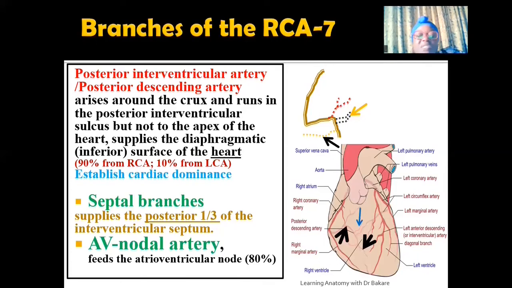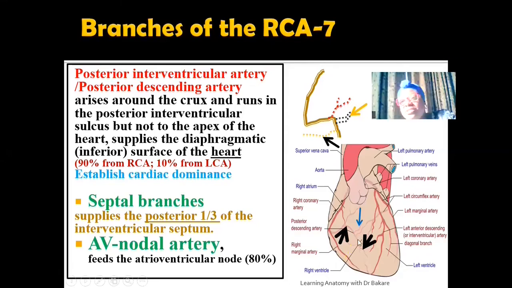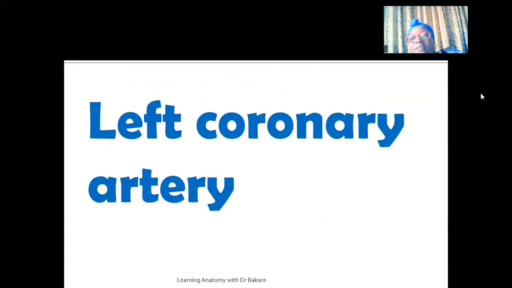Then we also have another branch that could emerge from it, which is the AV nodal artery. The atrioventricular nodal artery could also emerge from it, which will be used to supply the AV node. And this is the AV nodal artery that is arrowed in yellow. And you see it emerging and, of course, supplying the atrioventricular node. The AV nodal artery will emerge from the posterior interventricular artery or the posterior descending artery in about 80% of the population. So let's dive into the left coronary artery.